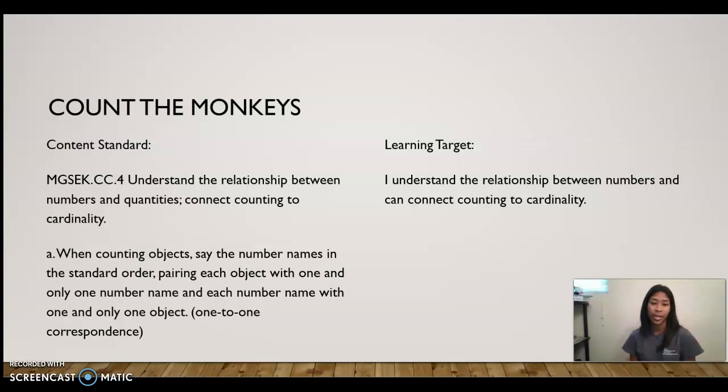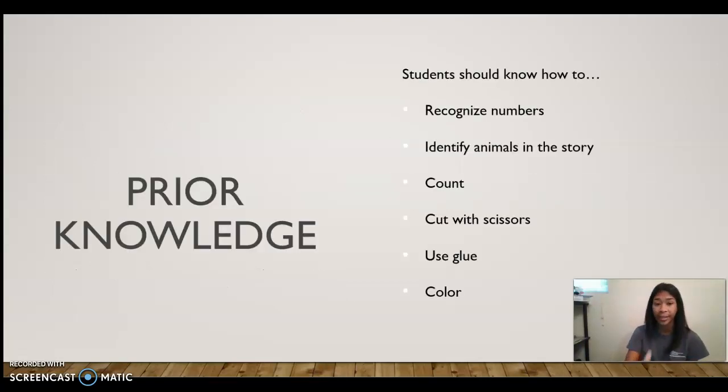Our content standard is: understand the relationship between numbers and quantities, connect counting to cardinality. When counting objects, say the number names in the standard order, pairing each object with one and only one number name and each number name with one and only one object, one-to-one correspondence. So the learning target is: I understand the relationship between numbers and can connect counting to cardinality.